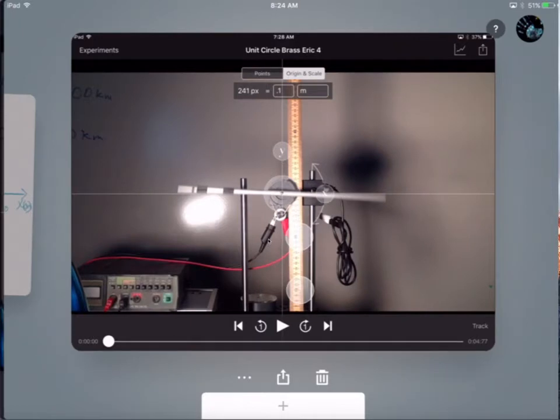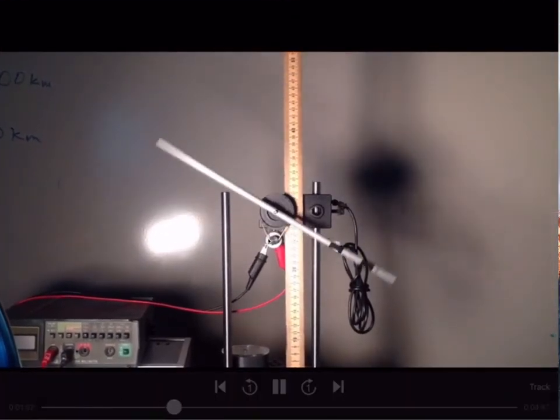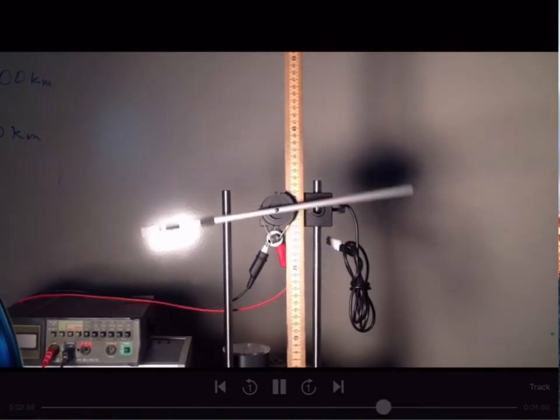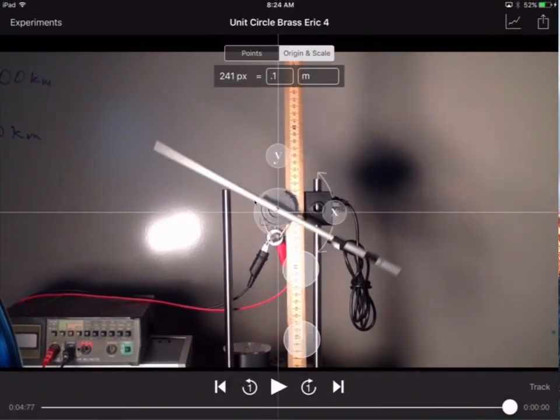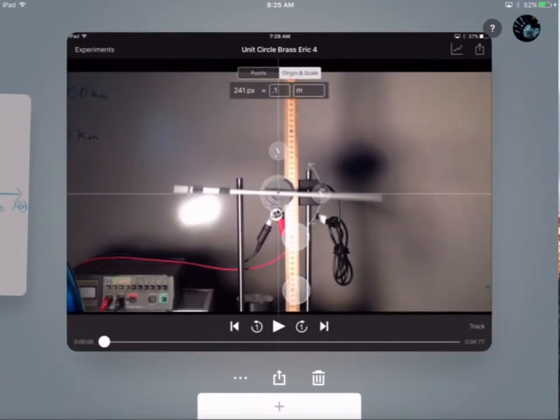If you guys remember, maybe you do, maybe you don't, if I just play this, you'll see that our video is basically a rod rotating about a pivot point. And we're trying to keep our origin set at the pivot point. So let me go ahead and go back to this particular picture.